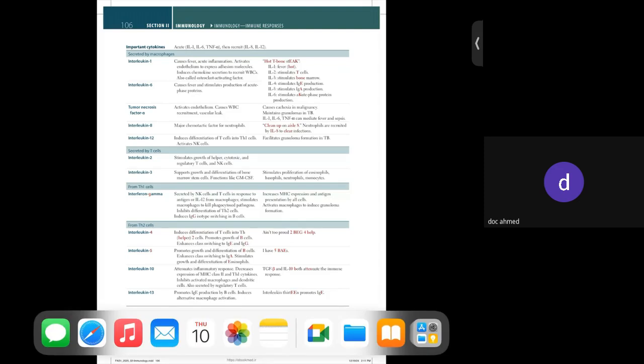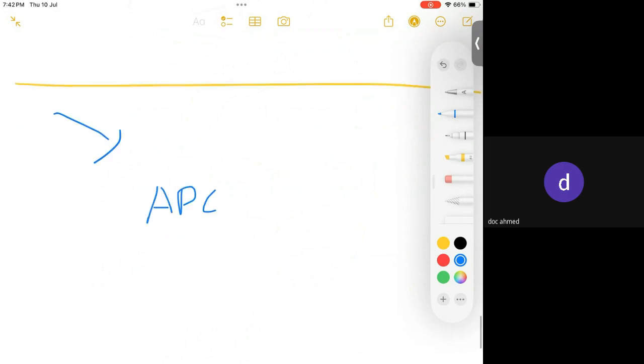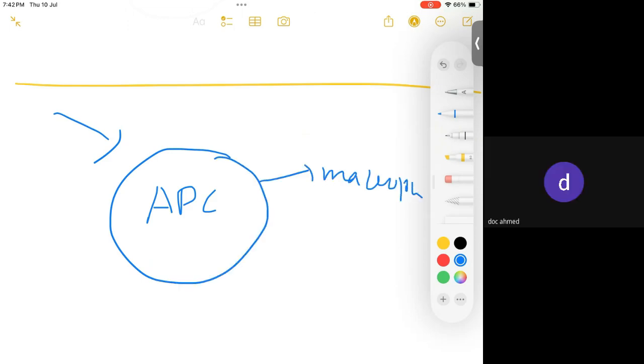Okay. So we discussed that if an extracellular organism comes, the antigen presenting cells are going to come, right? They're going to engulf them, right? And one of the antigen presenting cells can be your macrophages. You guys know that, right? What happens next? Please tell.